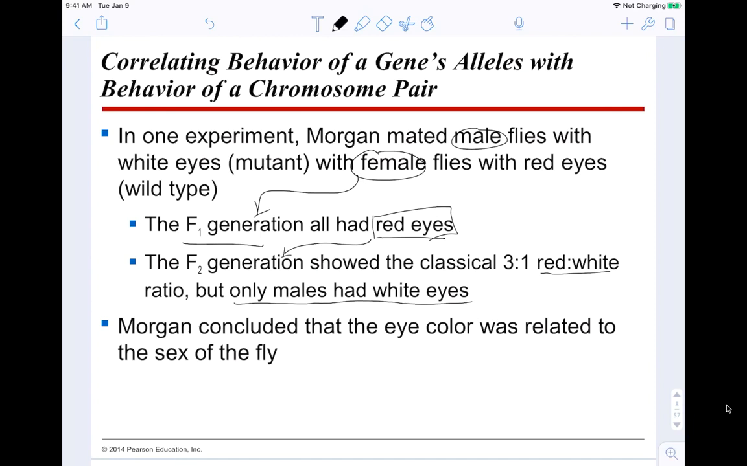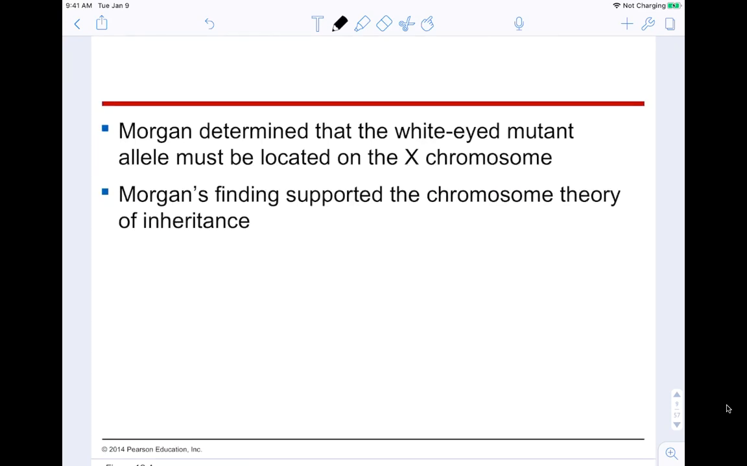So Morgan concluded that the eye color was related to the sex of the fly because he only saw the mutation occur in the males. So Morgan determined that the white-eyed mutant allele must be located on the X chromosome. This is something that we see commonly with sex-linked traits, that they are all on the X chromosome. So Morgan's findings supported the chromosome theory of inheritance.